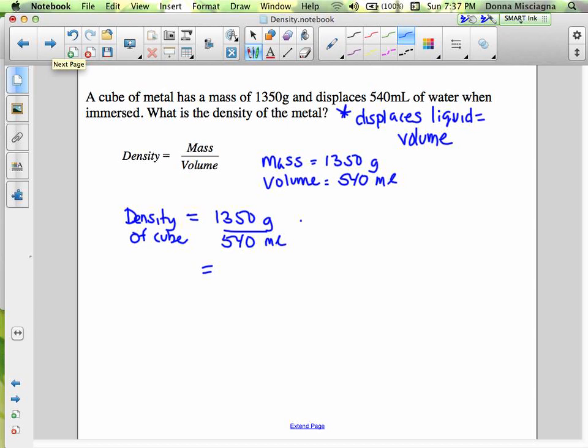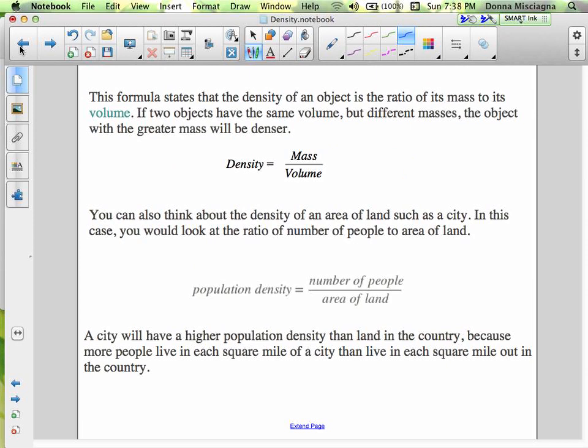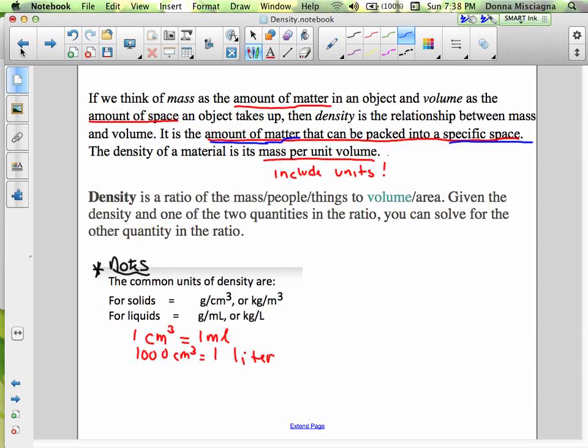1350 divided by 540. Oh, that's a nice number, 2.5. And so now this is a solid. Let's see what the units of measure we had on the other page were. So this is grams per, and we had grams per milliliter. Usually that's a liquid. If we're talking about something liquid, where you have milliliter, you can change that to cubic centimeters.